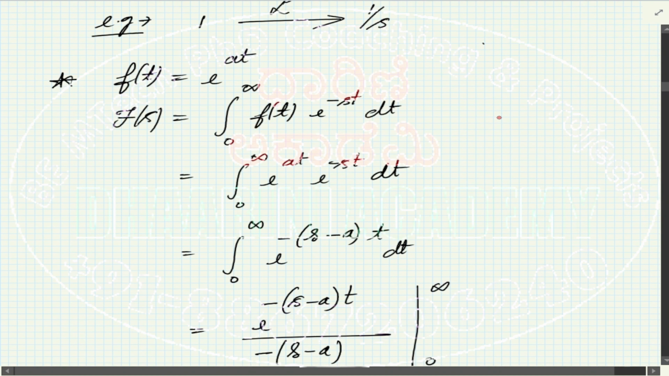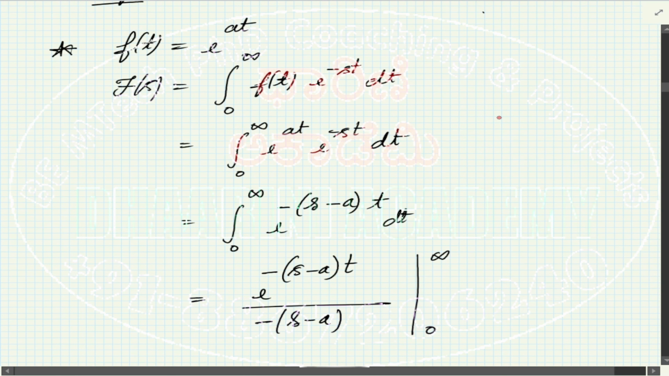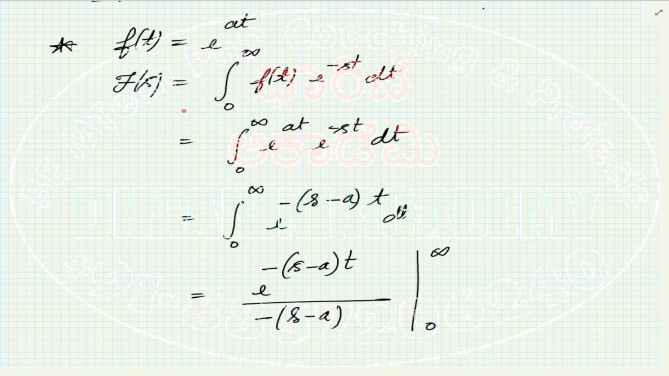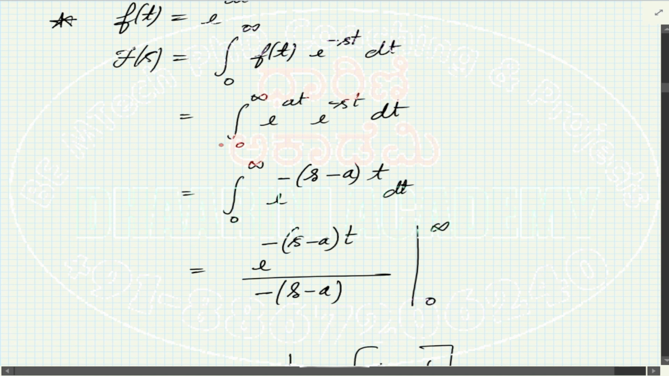Okay. Then the next function is increasing exponential, e to the power at, right? So if f of t is e to the at, then we'll apply the same definition: integral 0 to infinity f of t e to the minus st dt. That means integral 0 to infinity e to the at e to the minus st dt. So clubbing the terms, we get this.